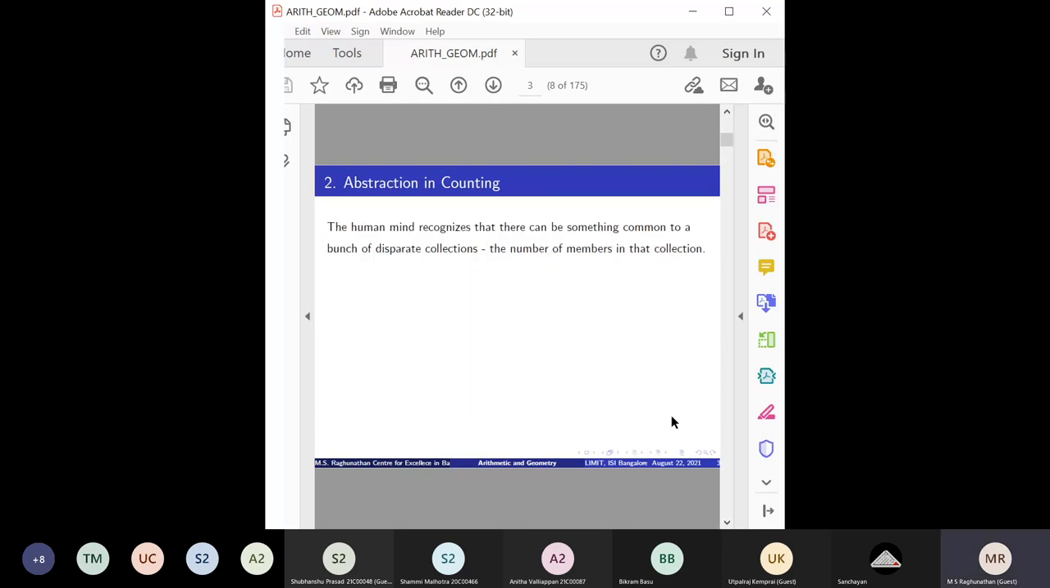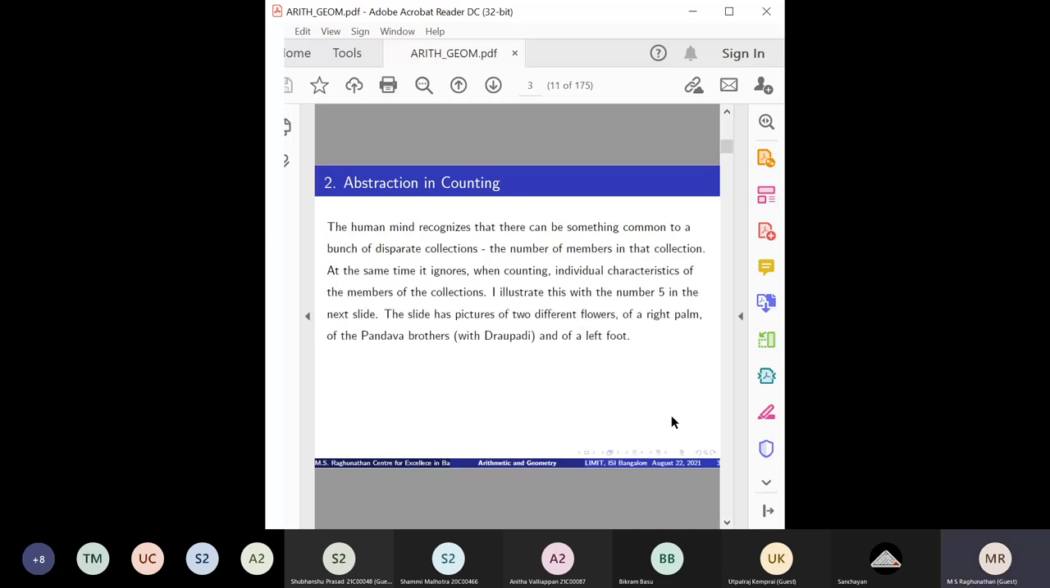The human mind recognizes that there can be something common to a bunch of disparate collections, the number of members in that collection. At the same time, it ignores, when counting, individual characteristics of the members of the collection. I illustrate this with the number 5 in the next slide. The slide has pictures of two different flowers, of a right palm, of the Pandava brothers with Draupadi, and a left foot.